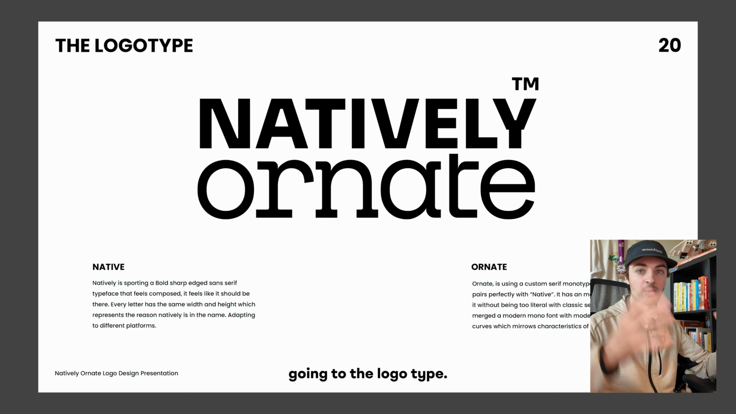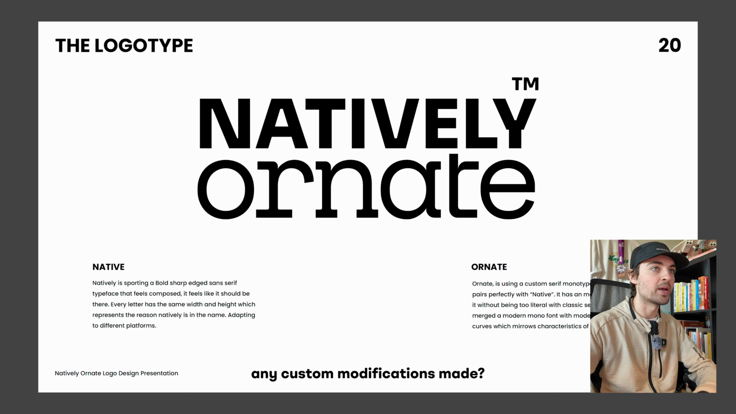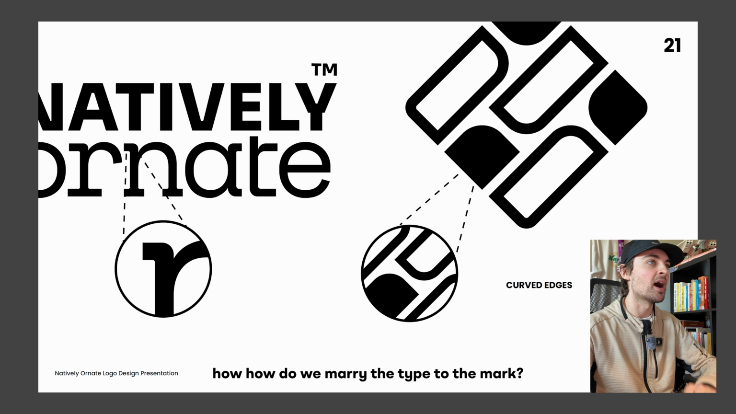And then we talk about going to the logo type. We give a breakdown of the logo type. We go into detail. Why were these typefaces chosen? Were there any custom modifications made? Why did they work for the brand? And then we start to do some more zoom detailing. How do we marry the type to the mark?